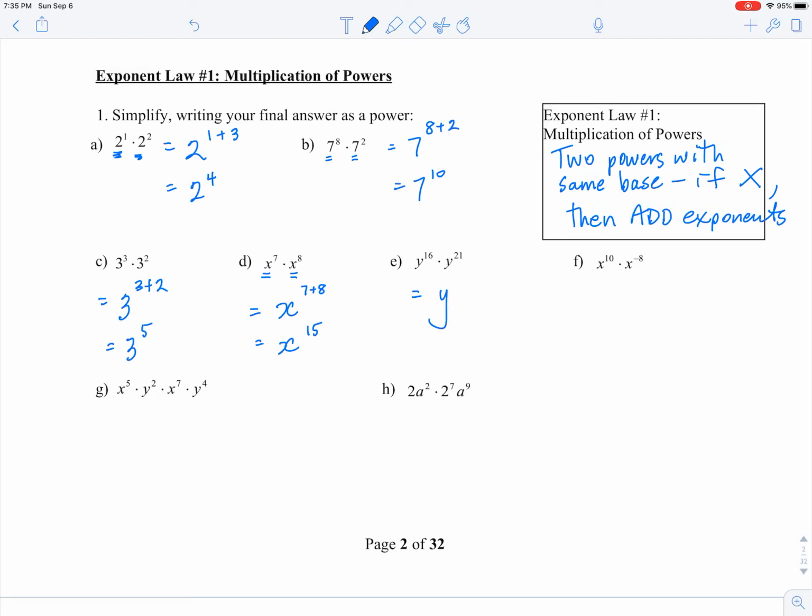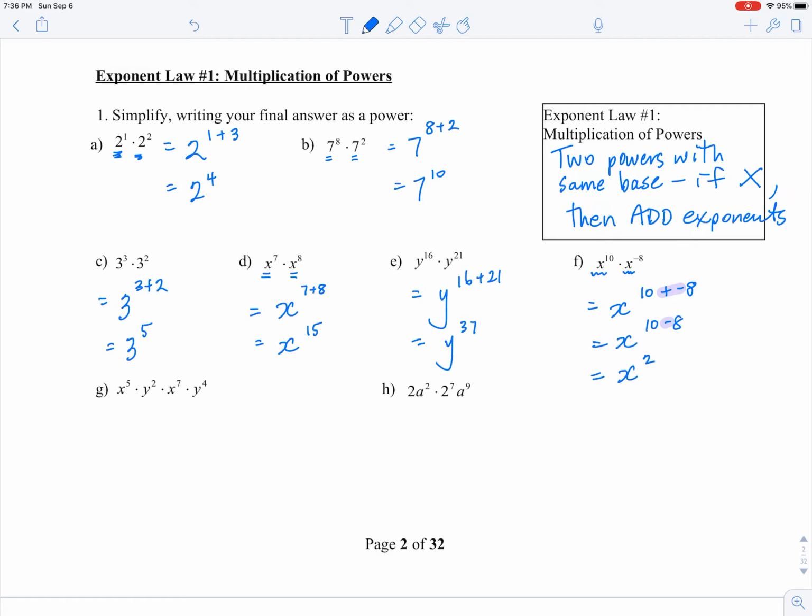For the next one, bases match, add the exponents, so we get y to the 37. Here's the first time we have a negative exponent, but that's okay because the bases match, so it's going to be x to the 10 plus minus 8, which is the same as x to the 10 minus 8, or x to the 2. And if you were confused at all about what I did there with the plus minus turning it into a minus, make sure you touch base with me so that I can help you out with that.